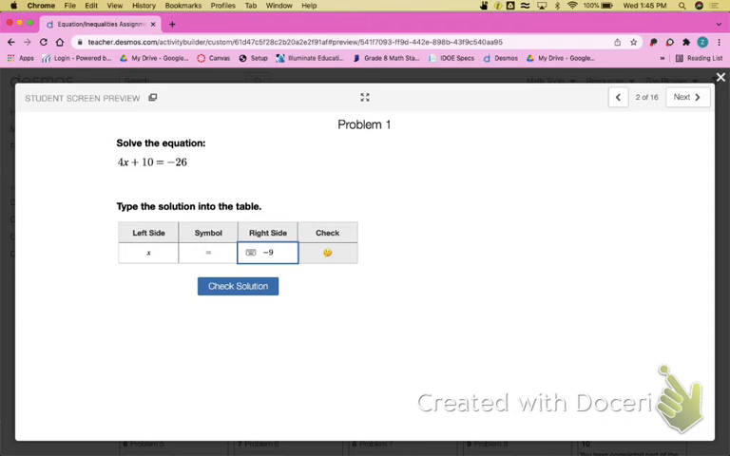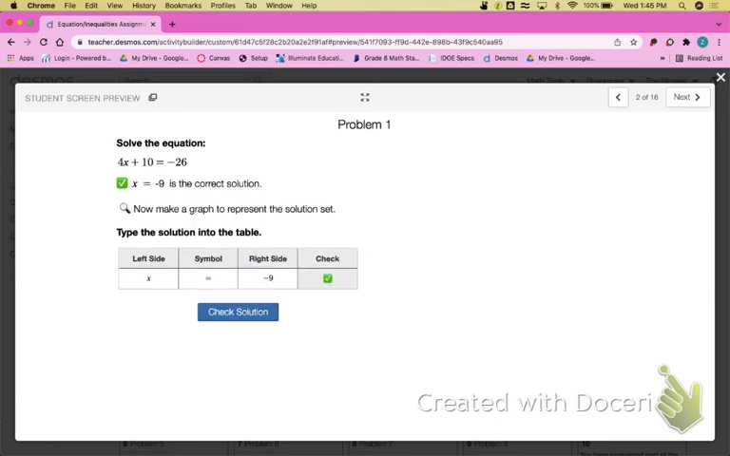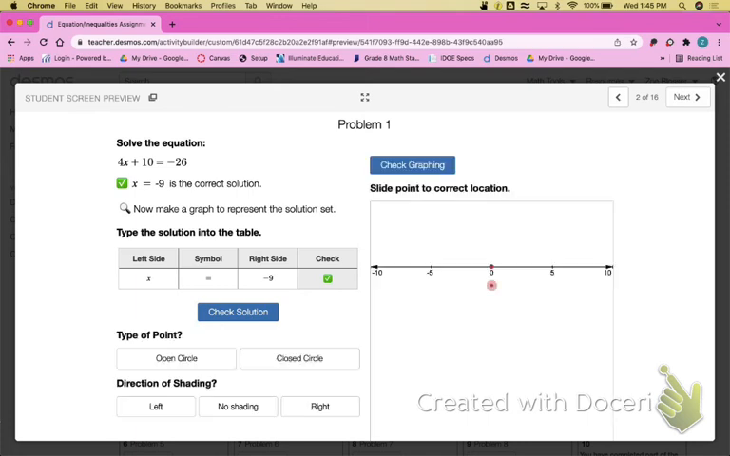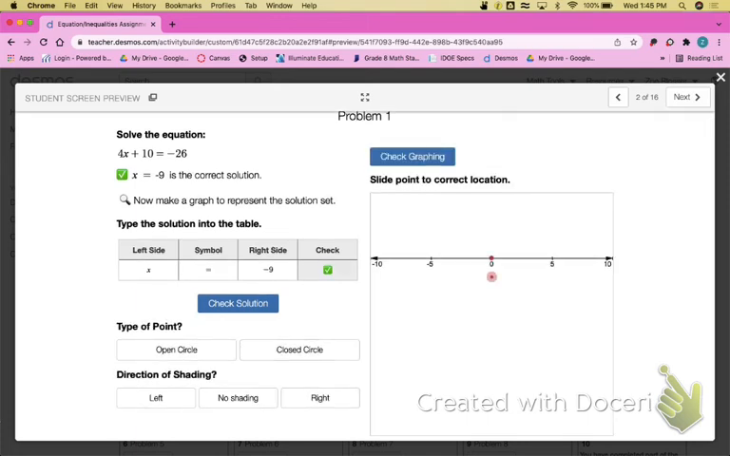Okay? So once you have exactly how you're going to solve it, you're going to type in what you see. If x is on the right, you're going to type in x on the right. You're going to check your solution. If you're given a green check, this will pop up. Okay, you got to wait a second. Then you need to graph your solution. So it's equal to. So we just did an equal to one. It was a closed circle, and we are not shading to the left or to the right. And then we're going to drag this to negative 9.